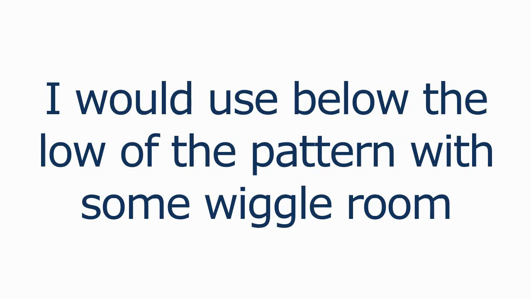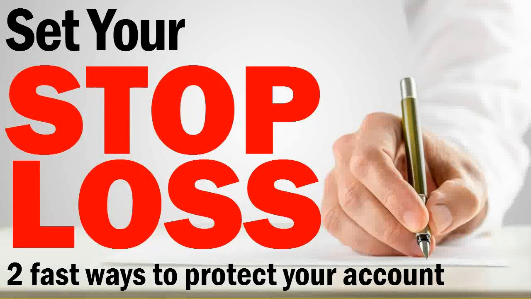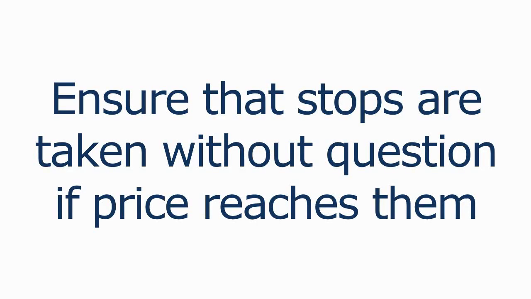So setting the stop loss is pretty simple on this pattern as well. In both the conservative and aggressive entry, I would use below the low of the pattern with a little bit of wiggle room. And some traders may decide to use the average true range to read volatility and use that for their stop loss. But regardless of the placement, ensure that your stops are taken without question if price reaches them.